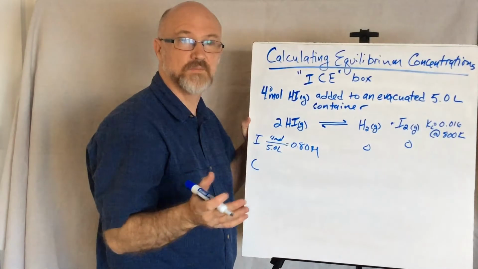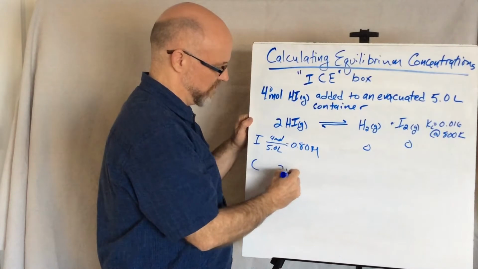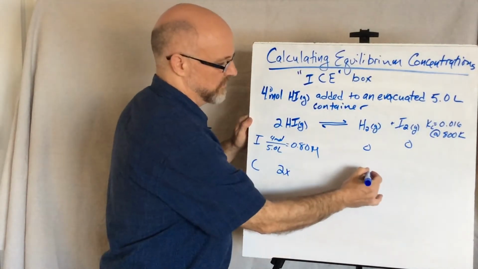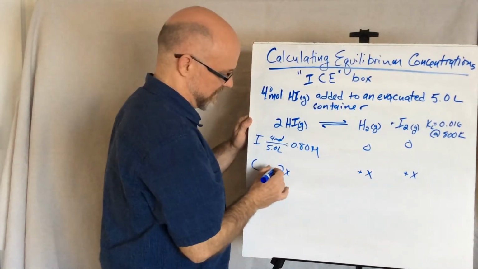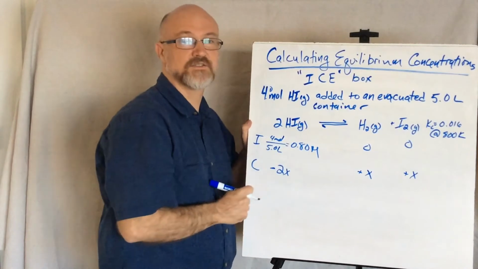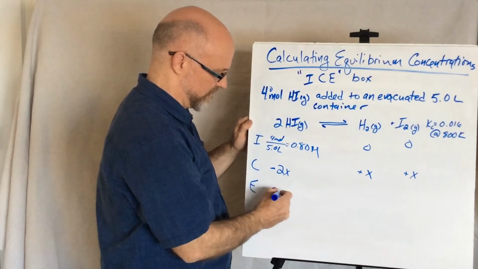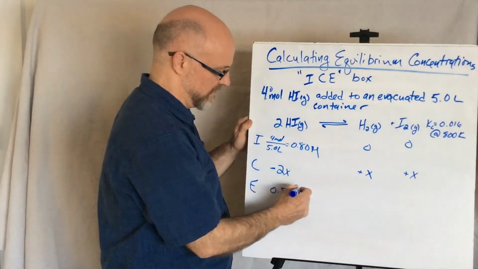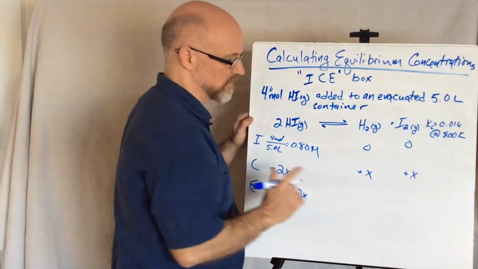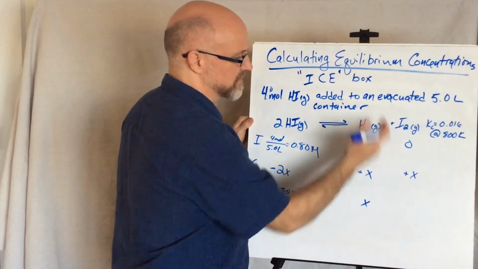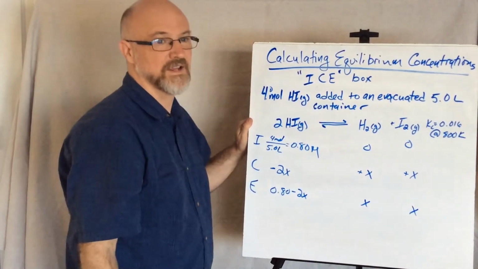Well, how are these going to change? Let's assign a variable. For every 2 of these that go away, 1 of those and 1 of those will appear. So these are going to increase by x, and this is going to go down by 2x. So at equilibrium, we will have 0.80 reduced by 2x, which we've got to solve for, and we will now have x molar of hydrogen gas and x molar of iodine gas.